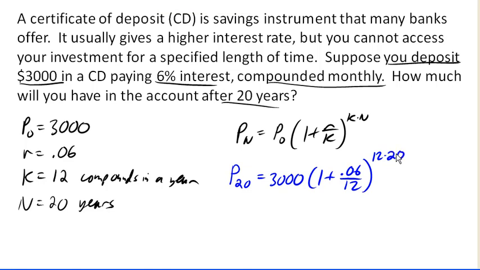Now, when I go to evaluate this on my calculator, I'm probably going to simplify a couple things first. Oftentimes, I'll go ahead and divide the 0.06 by 12 and come up with a value there. But I'm actually going to show you a way to avoid that, so I'm not going to do that yet. But I am going to go ahead and multiply 12 times 20 to get 240, because that's definitely going to make my life easier. So here's my calculator.